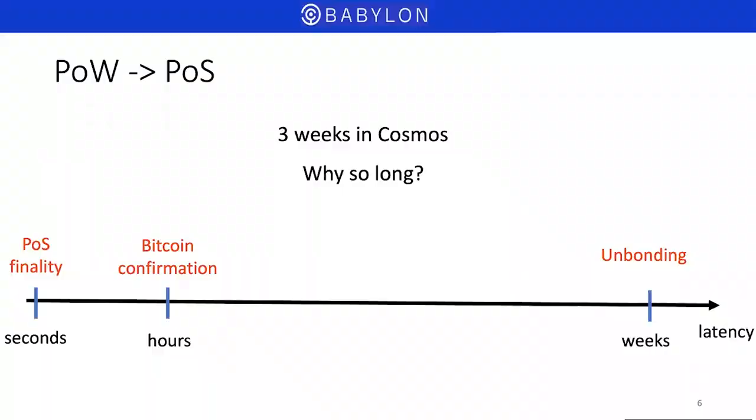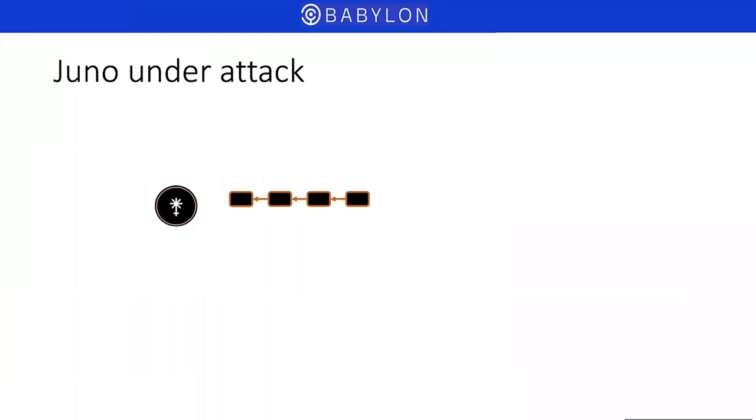Okay. All right, so Juno is a Cosmos chain. Let's see what happens to Juno under an attack. Juno is growing a canonical chain. These are the blocks produced on this chain. It's growing like a chain, so it's nice. What is an attack? An attack is a fork on this chain.